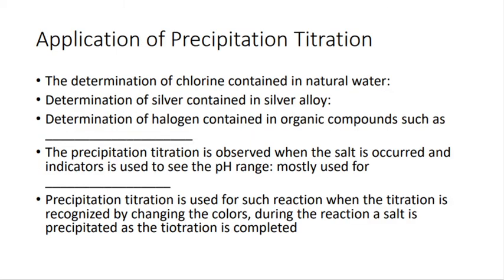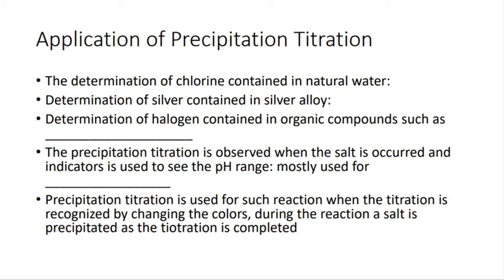Okay, next po is application of precipitation titration. Okay, so the determination of chlorine contained in natural water. So, dito po papasok si Mohr at si Volhard method. Determination of silver contained in silver ion. Ito naman kay Volhard method. So, number 3, determination of halogen contained in organic compounds such as food, organochlorine, pesticides, okay? So, ang ginagamit pa rin naman natin dito is si Volhard method, okay?